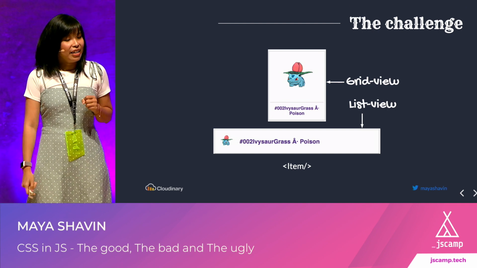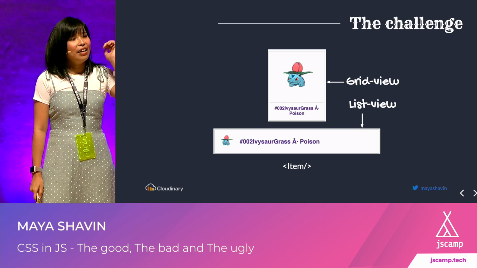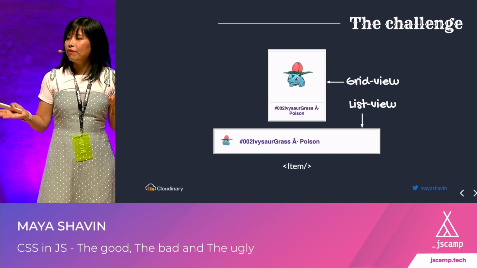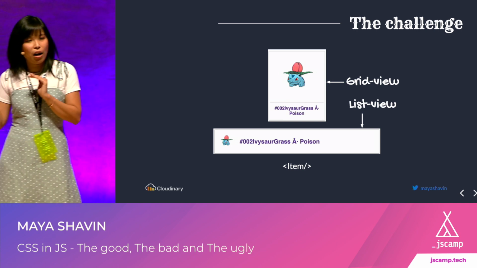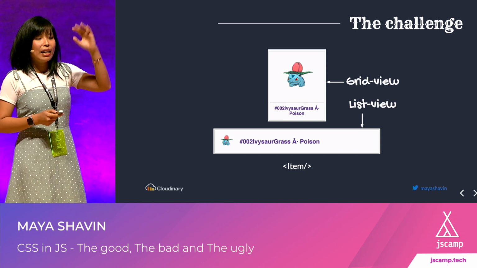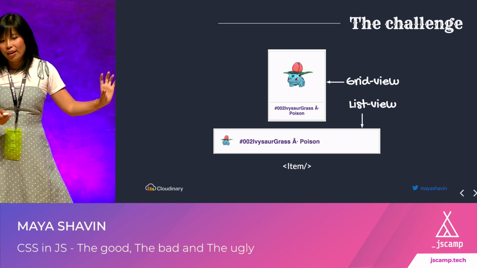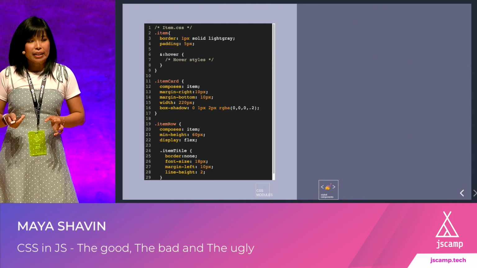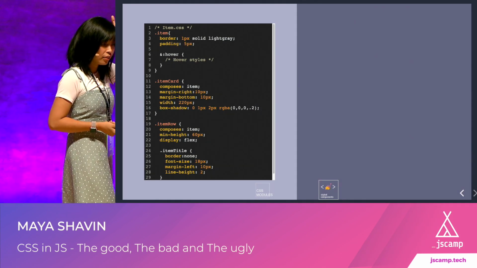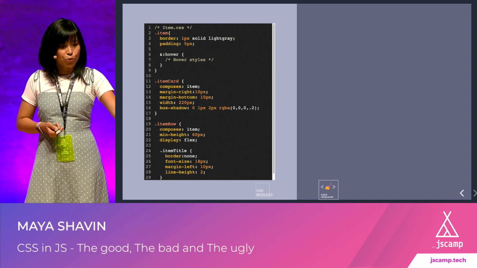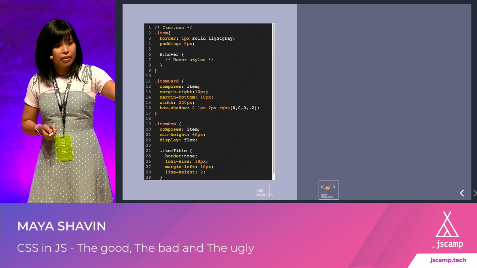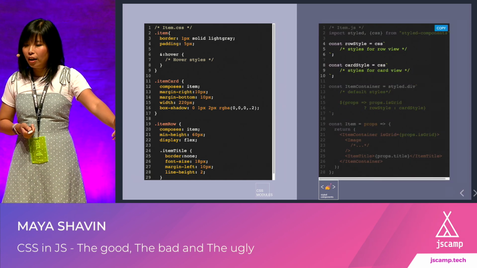So let's say I have an item, and I want to provide two different stylings. One is grid view, and one is list view. So one is like a card, and one is like a row. Normally in CSS, we write it like this, 30 lines of code, more or less. And this is written in CSS modules. You can actually extend it by using compose.